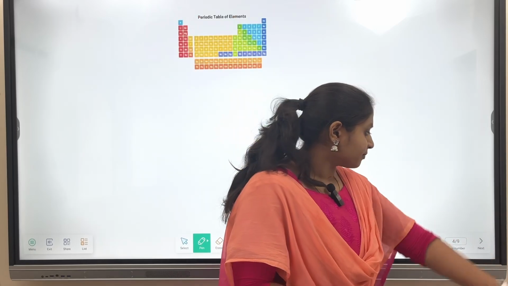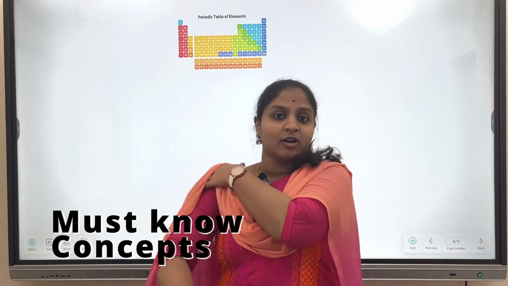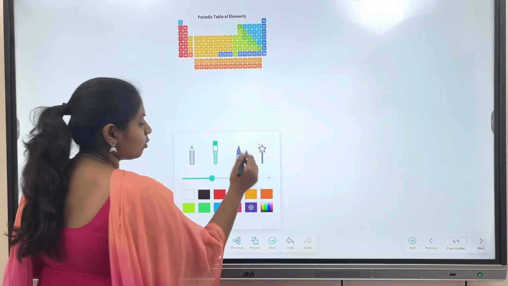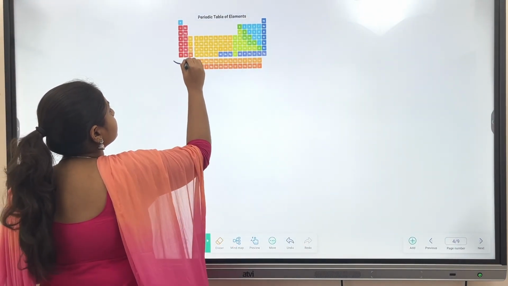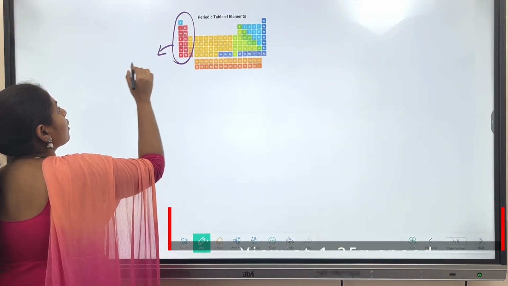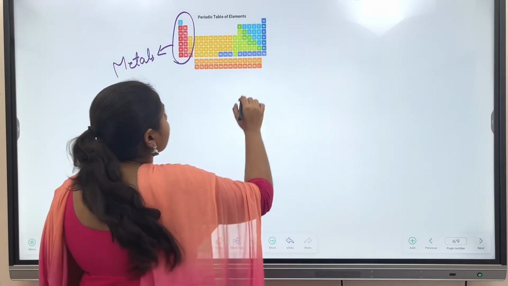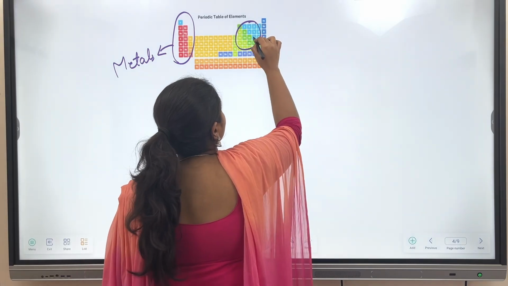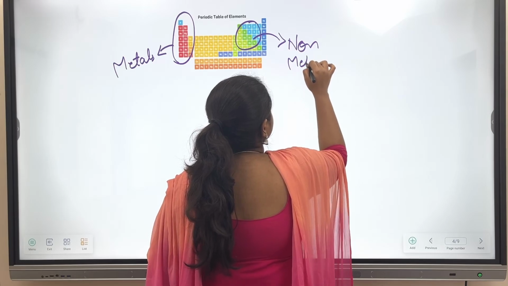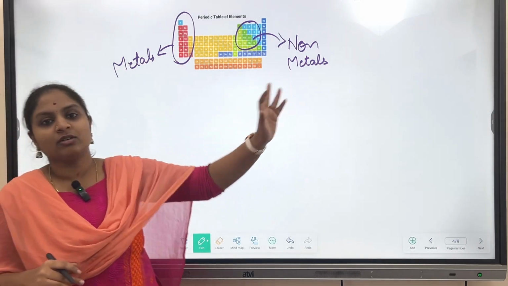So let's move on. What do we see on the screen? We see that there is a periodic table. We have already studied the periodic table. So in a periodic table, what do we observe? The first thing here, these red colored elements are called metals, and the green and blue colored elements, we call them non-metals. So we know metals, we know non-metals.